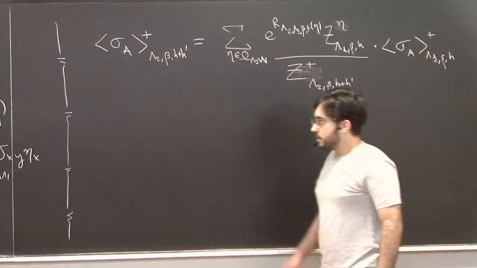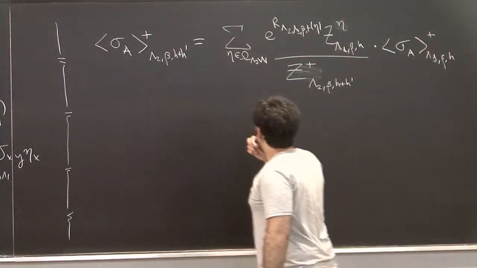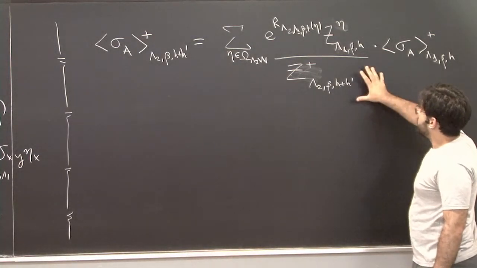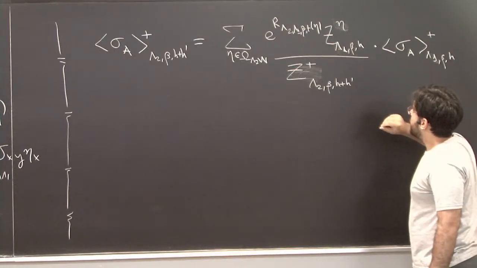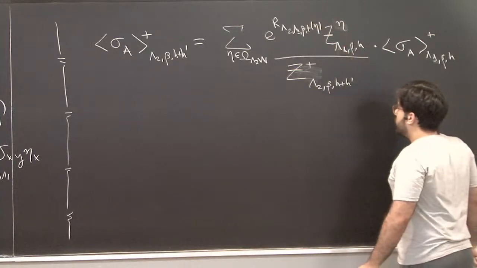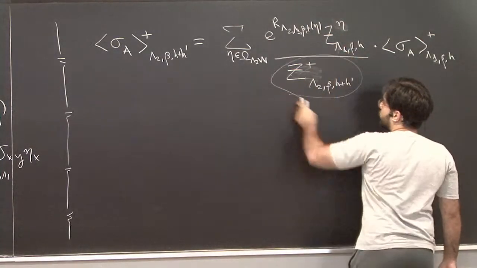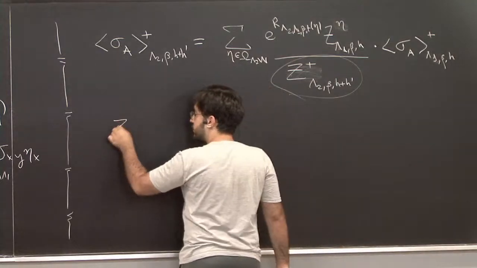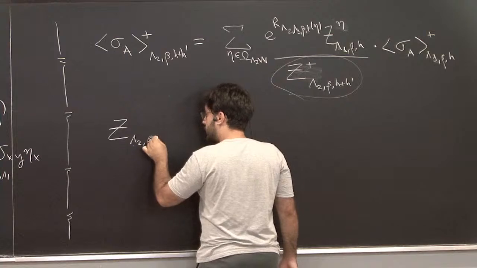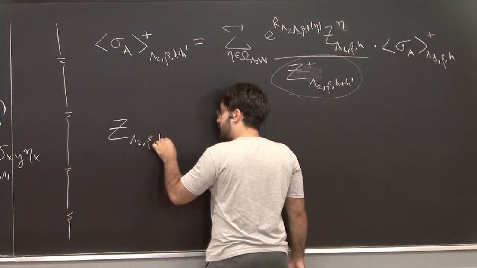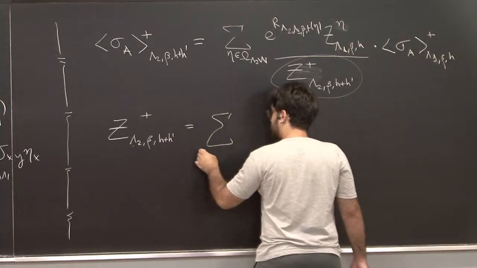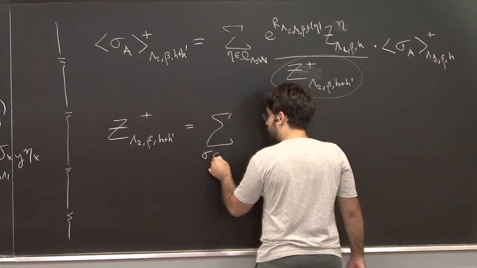We wrote like this. So now we stopped more or less at this point, where we were analyzing what happens to this term over here. Let us look at this partition function. The partition function lambda 2, beta, h plus h prime. This is the sum over all the configurations here.